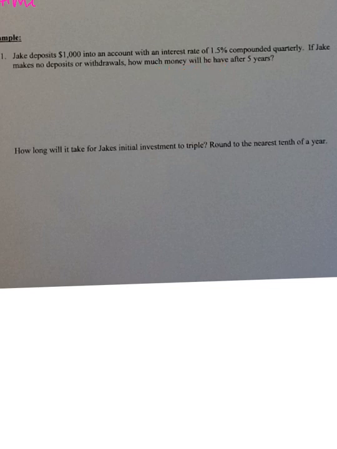Okay, so we're using the compound interest, so let's write down the formula. A equals P times (1 plus r over n) raised to the nt power. He's depositing 1,000, that's your P. Your interest rate is 1.5%, so it's 0.015. Quarterly, n is 4. And he wants to know how much money he'll have, so that's A. And your time is 5.